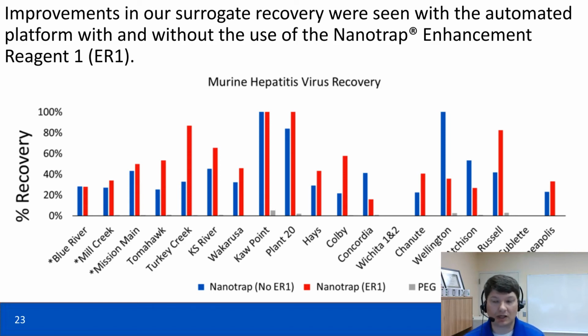And so again, this was part of this narrative of accounting for the solids. When we account for both the solids and the liquid phase of wastewater, our MHV recovery in the PEG method could be much higher, in the 50% range. But with this automated platform, we didn't have to do that two-stage recovery. If we were only looking at the liquid phase, the nanotrap showed much higher recoveries of our surrogates.